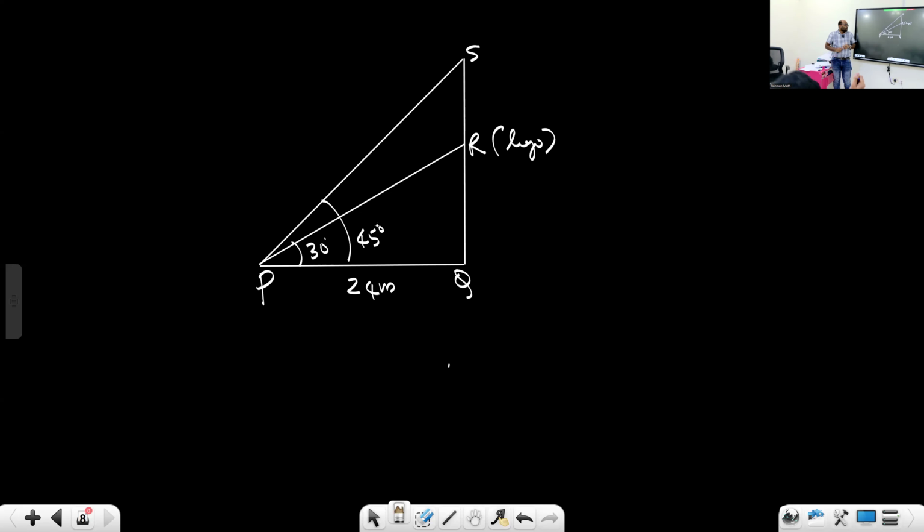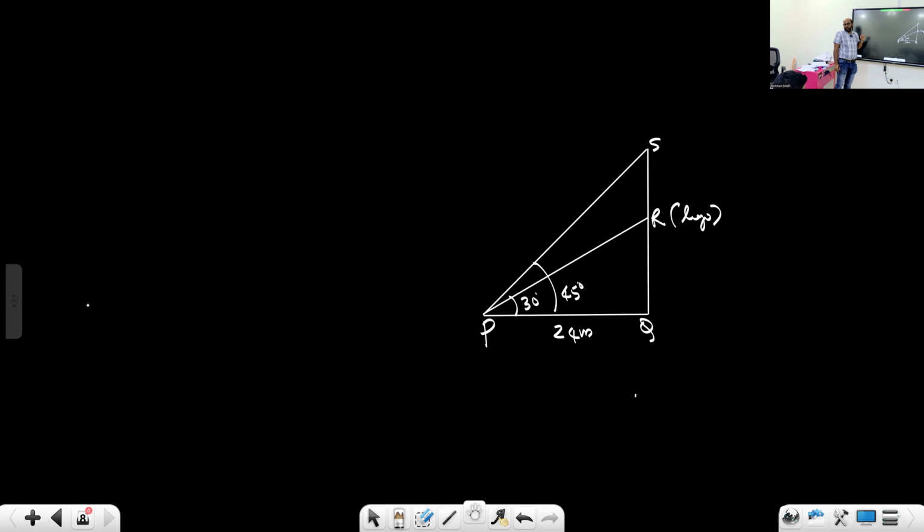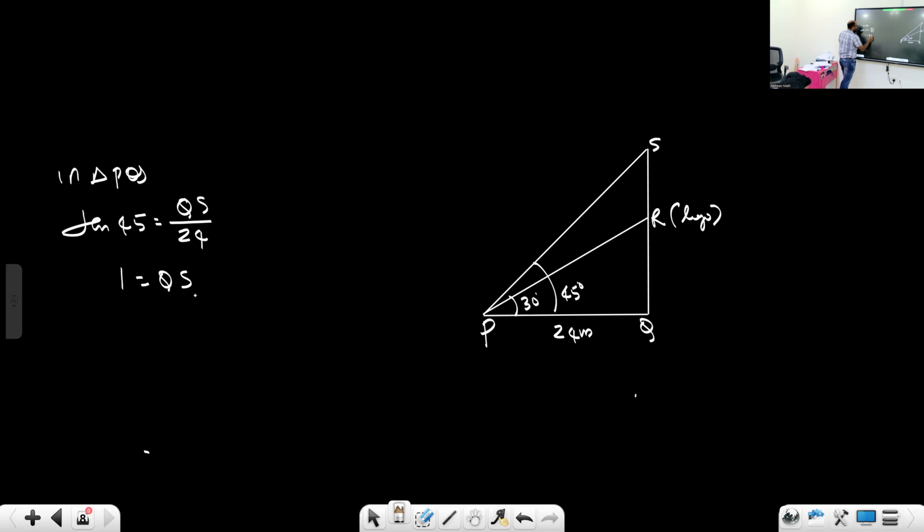Ready? In triangle PQS, answer we can write at the end. In triangle PQS, everything we can find, after that we can think. Tell me, in PQS, which angle is there? 45. In triangle PQS, tan 45 equal to QS by 24. What is tan 45? 1. So QS equal to how much? 24. First answer.